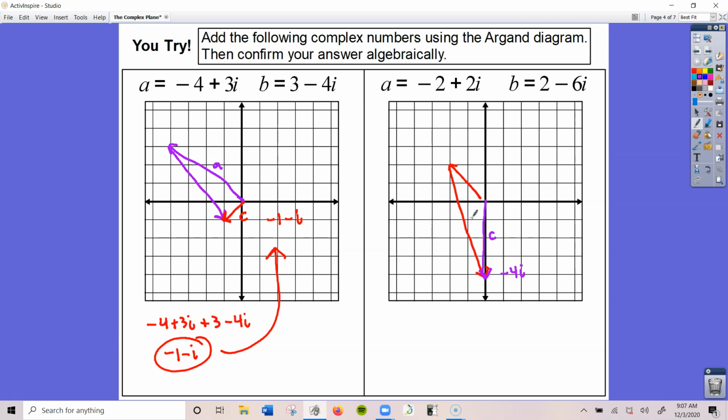And now we're going to confirm this answer. So we have -2 plus 2i, and we're adding 2 minus 6i. The 2's would cancel, so that's why we don't have a real number in my answer. And 2i minus 6i is -4i.